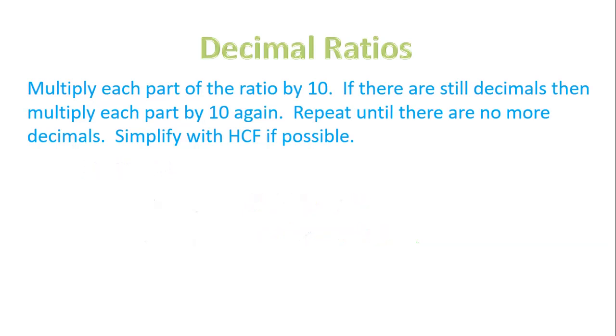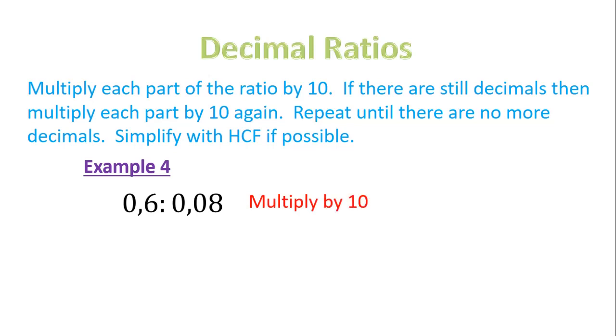So let's look at example 4. 0,6 to 0,08. Alright, they're decimals. So we multiply each side, or each part of it, by 10. And so we get 6 to 0,8. Again, we still have a decimal on the right hand side, so we multiply by 10 again, and we get 60 to 8. No more decimals.